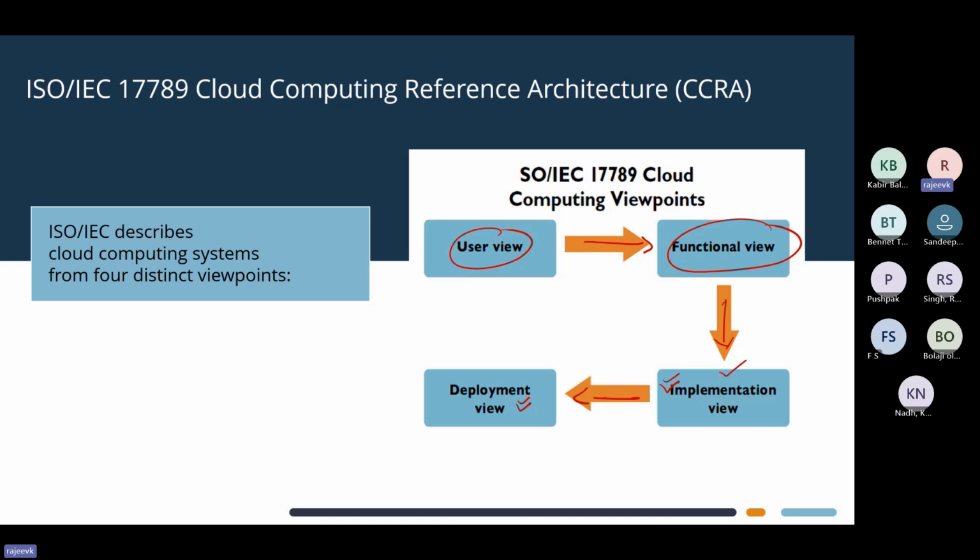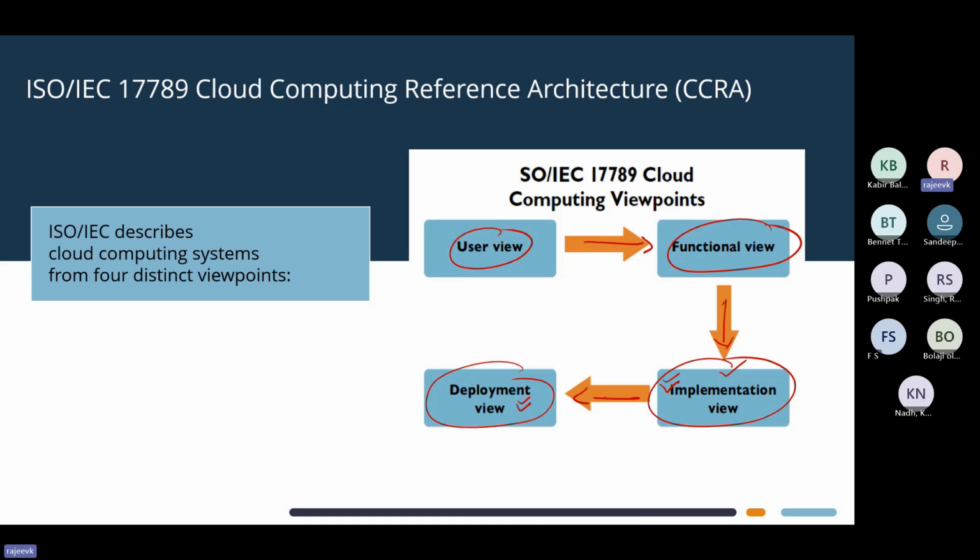Now, just for your information, this slide information has been captured from the ISO 17789 documentation only. The implementation and deployment views are specific to the technology, how you are implementing and how you are deploying. It depends on which vendor you have selected. You can't say that the way you do deployment on AWS, you have to do it the same way on Azure as well. Definitely the product will change there.